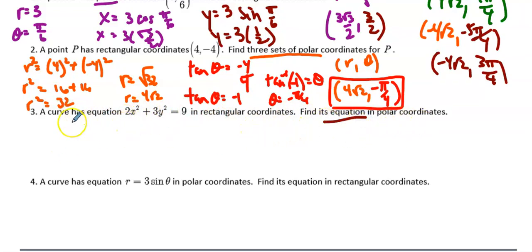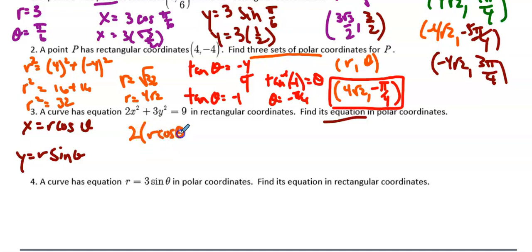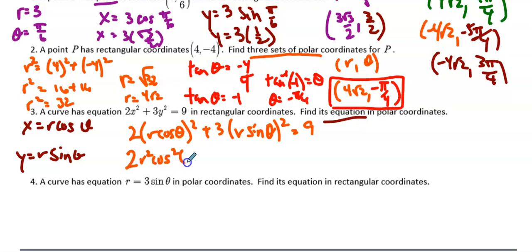Well, we already know what x is equal to, right? x is equal to r cosine of theta, and y is equal to r sine of theta. So we're just going to go ahead and substitute in. We're going to do 2, and replace x with r cosine of theta squared. We're going to have 3, and replace y with r sine squared theta. And then we have our little 9. So we're left with 2r squared cosine quantity squared plus 3r squared sine quantity squared is equal to 9.